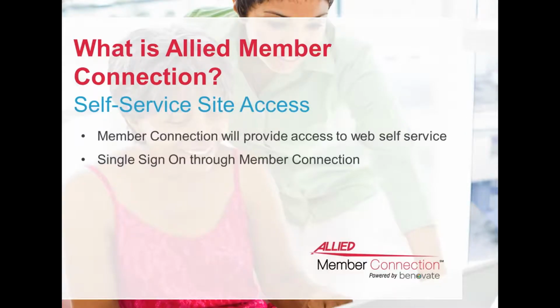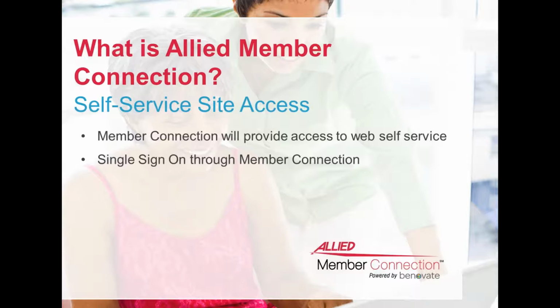So let's go beyond just the wellness aspects of member connection here. I talked a little bit about engagement, and part of our strategy for engagement is to make this about more than just a wellness program for you and your employees. The member connection portal is your one-stop access into information about your benefits. Many of you have probably registered for an account, if not through member connection, directly through the Allied Public website into what we call our web self-service. And there you can find out information about your benefits. You can find out information about your specific claims.